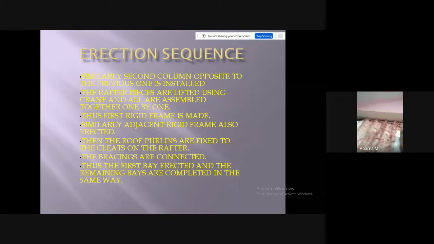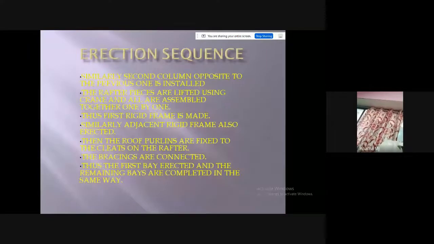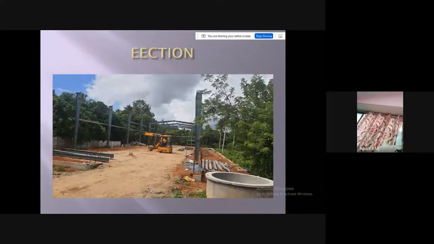Then the roof purlins are fixed to the cleats on the rafter. Both the rafters will have a lot of cleats. How many purlins are there? So 1 meter, 1.2 meter is the spacing normally given to the purlins. At these locations there will be cleats, so purlins will be placed near the cleats. Bolts will be inserted and tightened. Here you can see the bracing also can be done, because both the columns will have X-like column bracing. So then it is very safe.